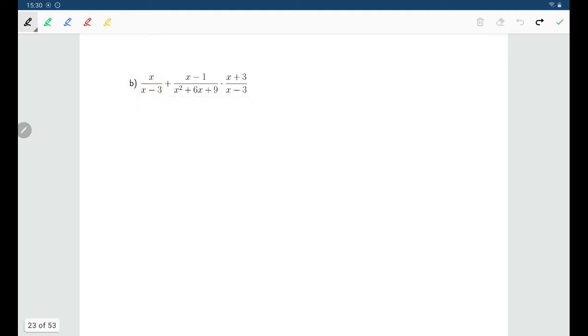That means, of course, that I'm not going to bother making common denominators yet until I've actually done my multiplication. So that x over x minus 3, I'll just leave that off to the side for now. For the other two terms, I will still factor, because of course factoring will make things easier when we are multiplying.